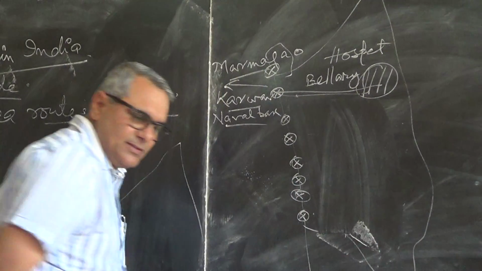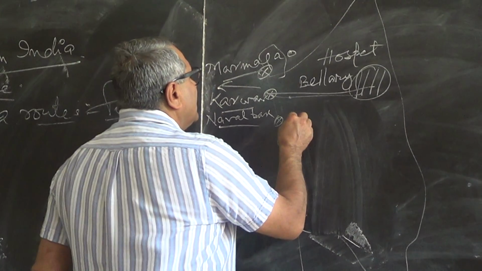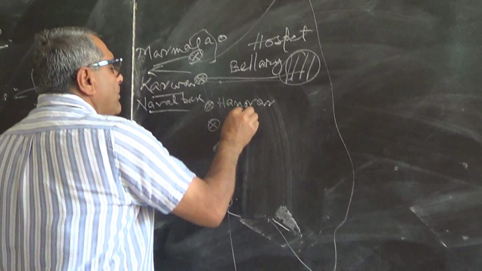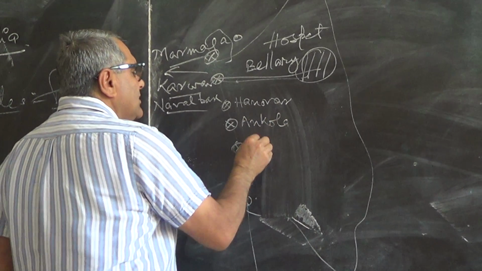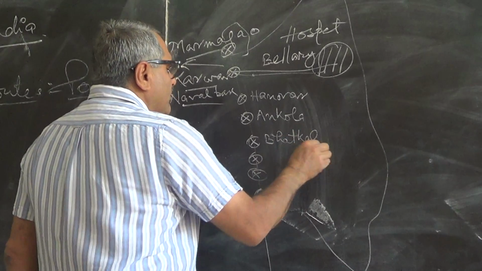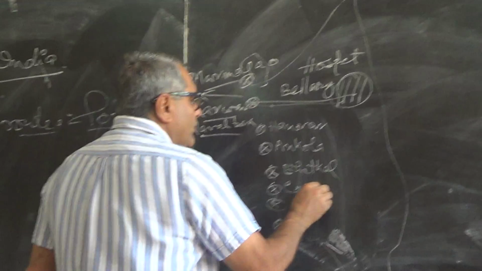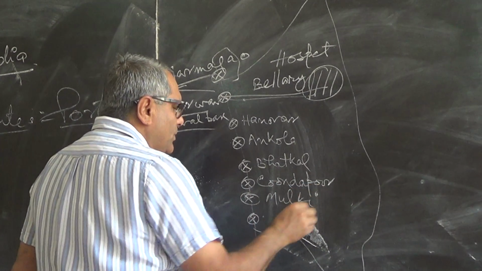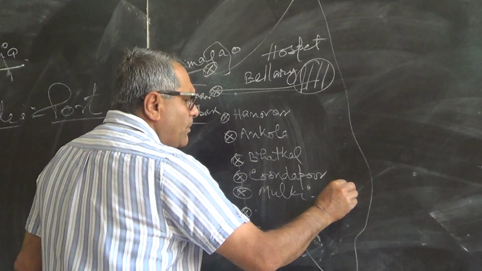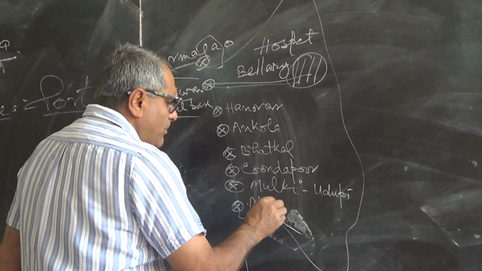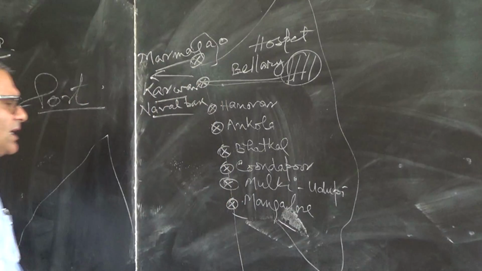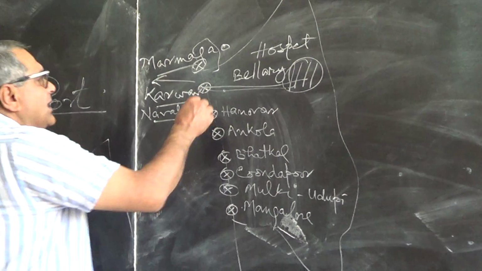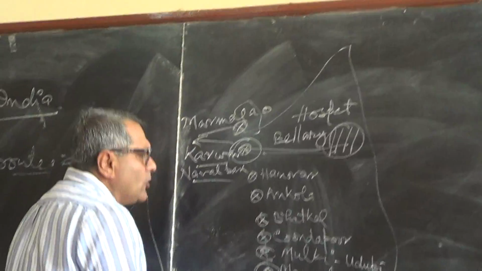Let me rectify. This is Honnavar, Ankola, Atkal, Kundapur, Mulki. There is another place called Udupi and then Mangalore. So these are the ports, but the important ports are either the Karwar port or the Mangalore port.